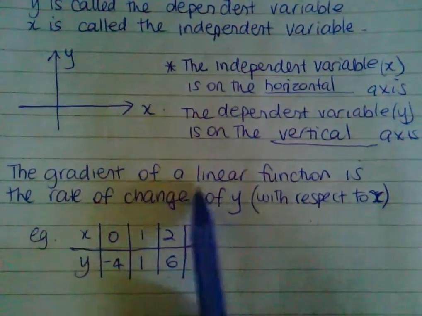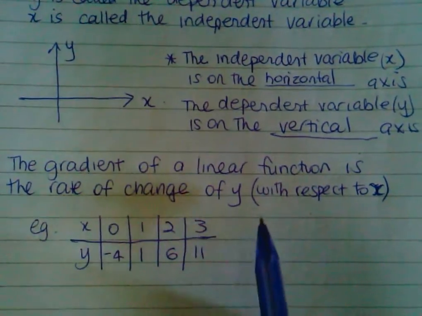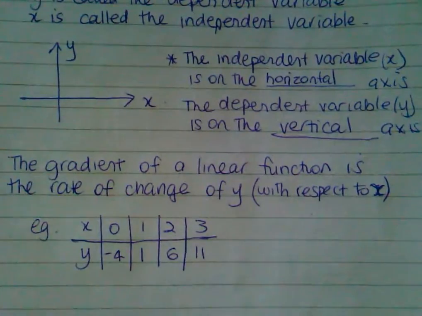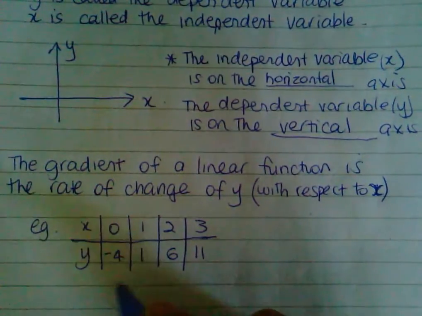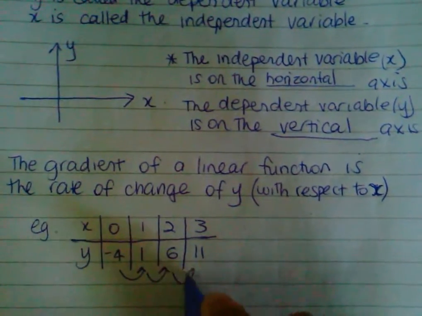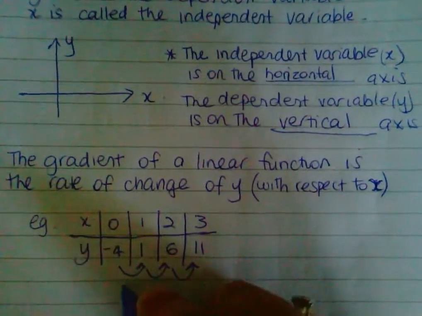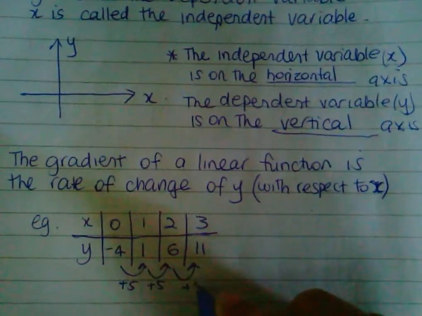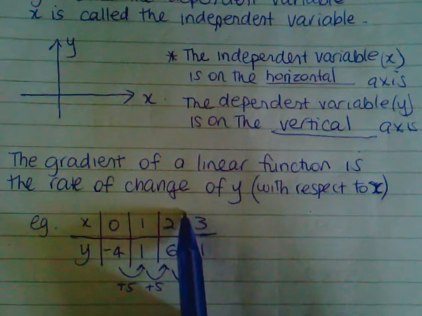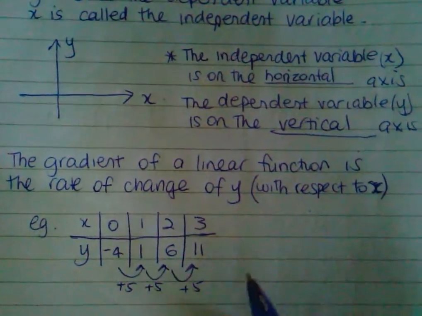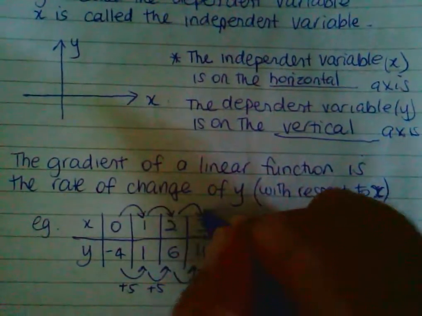Okay? Now, the gradient of a linear function, we've been talking about gradient for like a week now, is the rate of change of y with respect to x. You know, we did change in y values over change in x values. And also, we spent a lesson saying, oh, the y values go up by, what do they go up by here? 5. Now, why am I allowed to say, yes, the y values go up by 5 here? Because my x values only go up by 1. See, my x values here are going up by 1. So that's just a normal unit, 1.